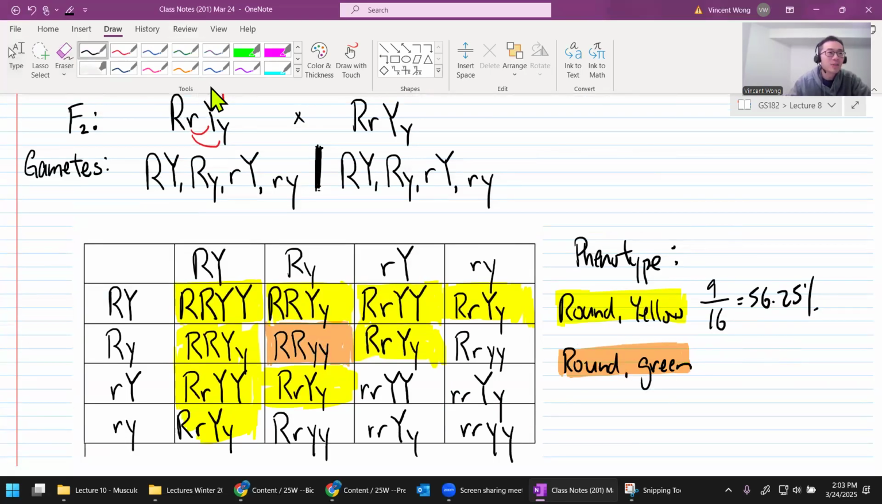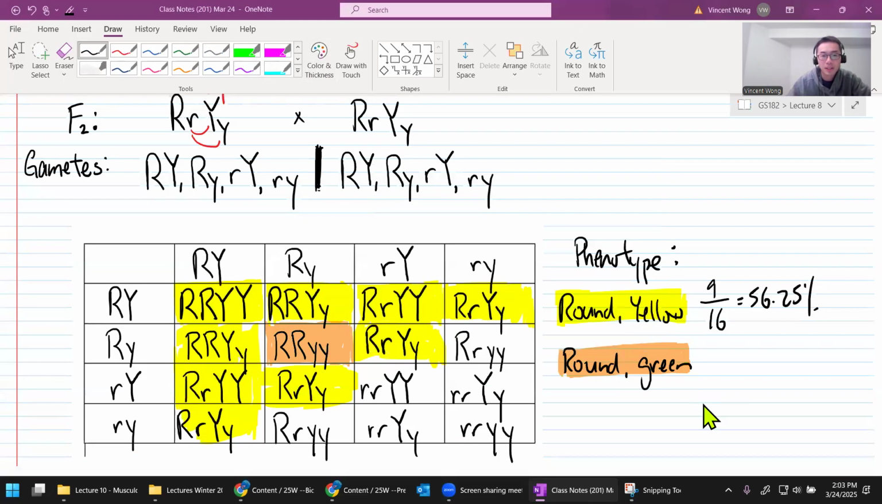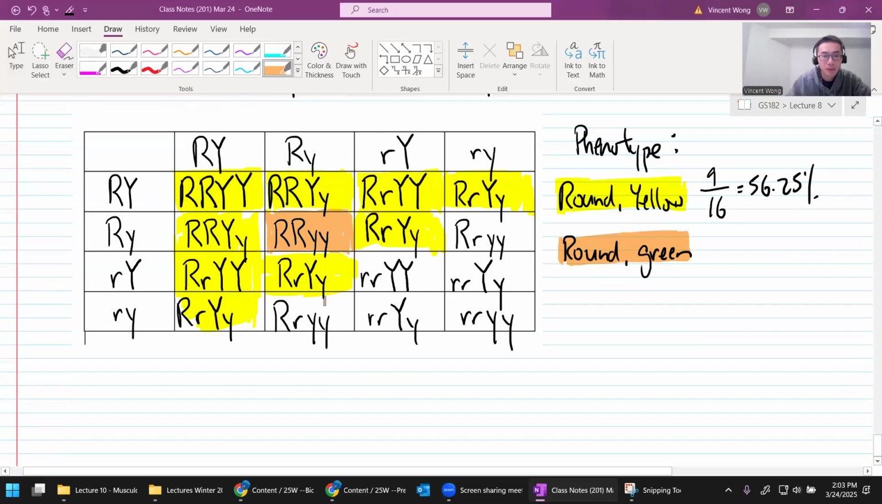And how many do we have? Please go find all round and green and tell me. Three, that's right. Round and green right here. Round and green right here. All right. There we go. And that is 3 out of 16, which is 18.75. There you go. 18.75.